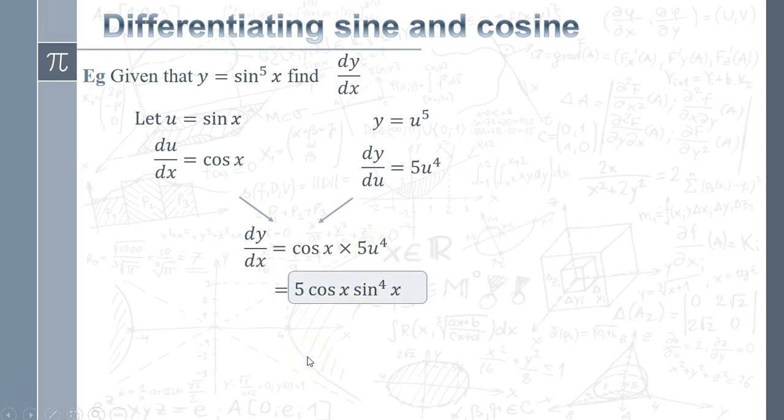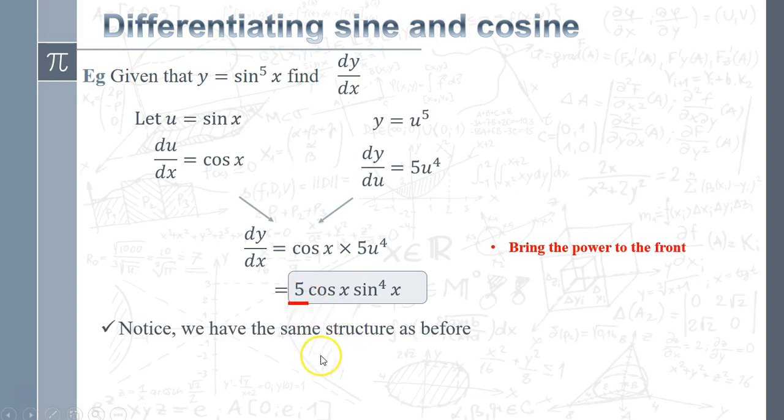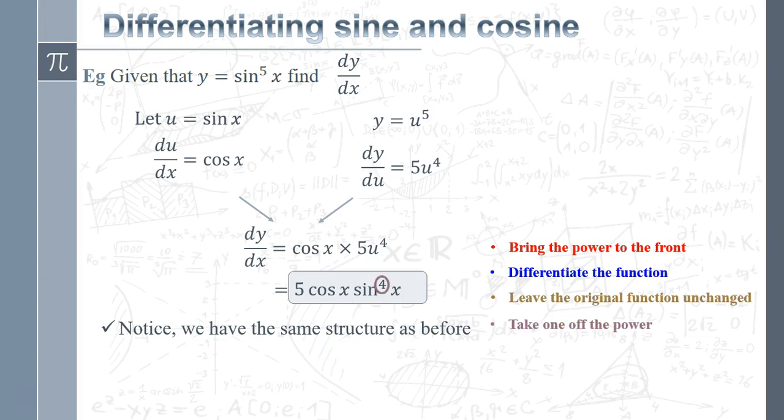And if we have a look at what we've got going on there, again, we're seeing a very, very similar standard-looking structure, because what we've got is bring the power to the front, that's the 5. Differentiate the function, that's the cos x. Leave the original function unchanged, our original function being sine x, and take one off the power. So that's exactly the same structure as we had when we were differentiating earlier in the course, for example (ax plus b) to the power of n. Exactly the same type of structure.